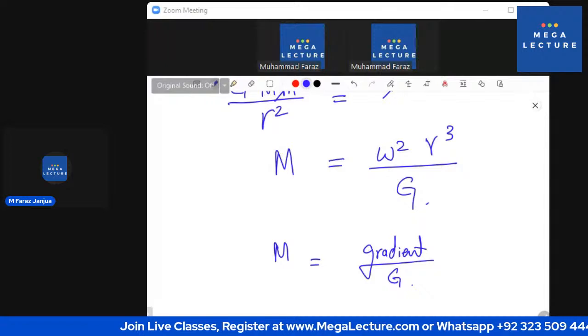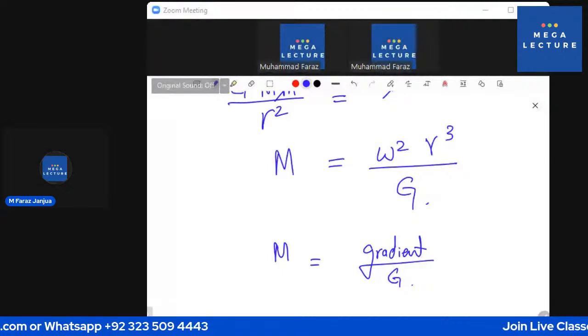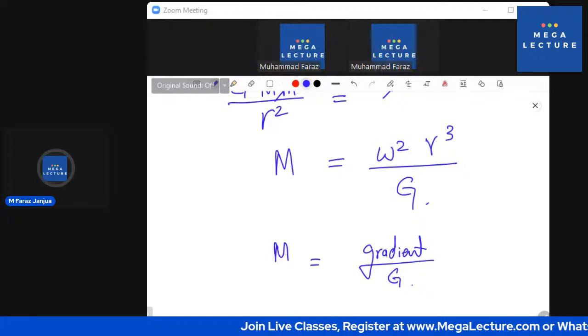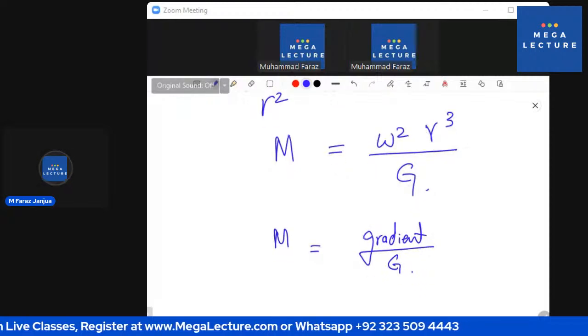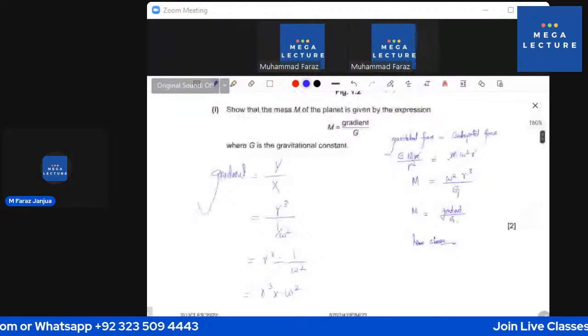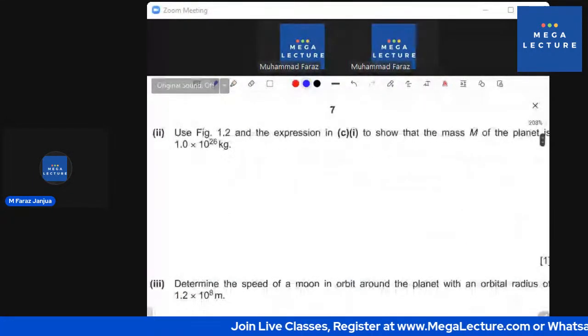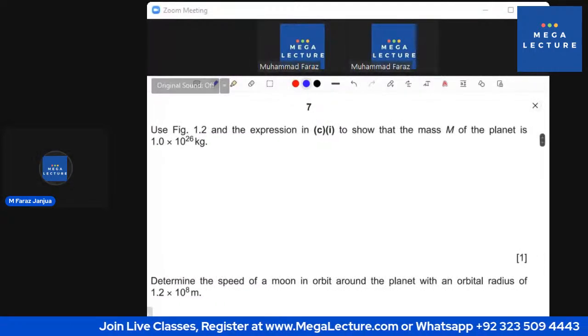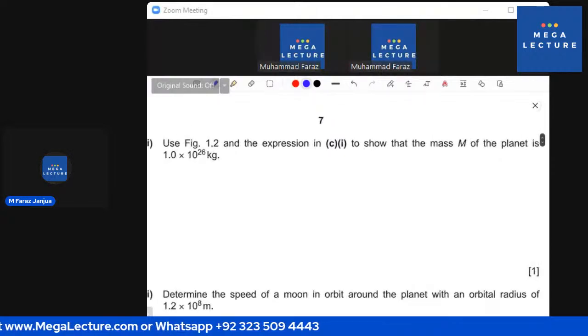Now, use figure 1.2 and the expression to show that the mass of the planet is 1 times 10 to the power 26 kg. So what you have to do is find the gradient. There are some very basic rules to find the gradient. To find the gradient, we have to use as much as possible of the graph. The bare minimum is more than 50% of the line.